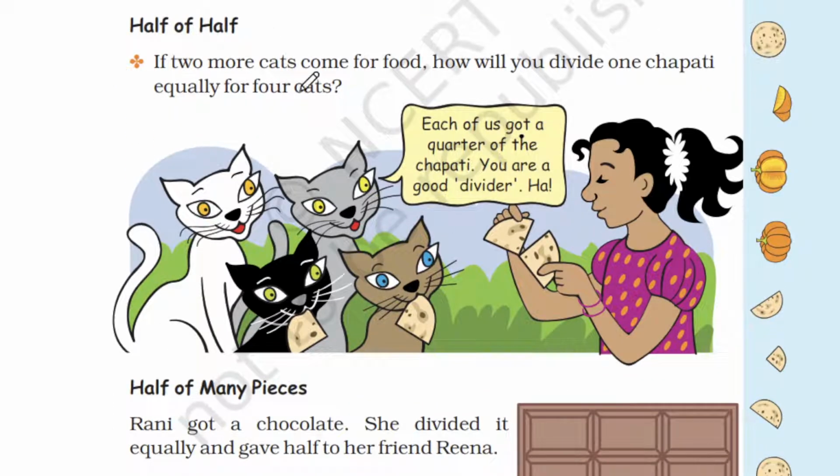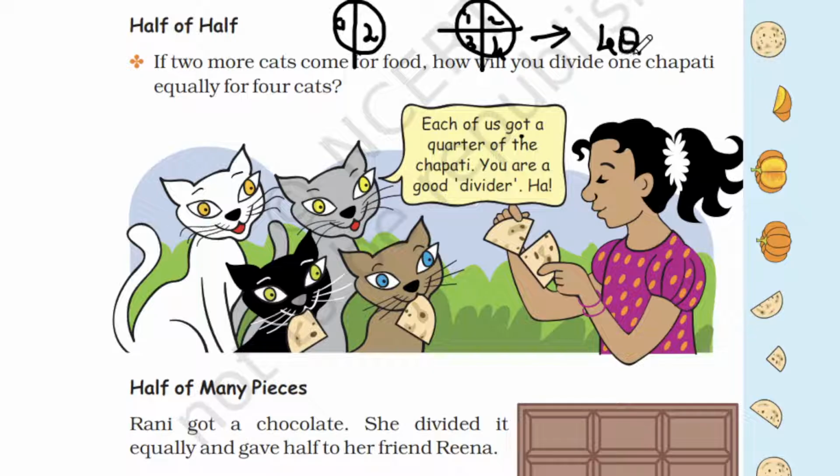Next, half. If two more cats come for food, how will you divide one chapati equally for four cats? I already told you, right? One full, if you divide it into two halves, this is the first half and this is the second half. But if you divide the whole into four portions, each portion is called a quarter. So this is one quarter, this is the second quarter, this is third and fourth. So you will get four quarters in a whole and two halves in a whole.